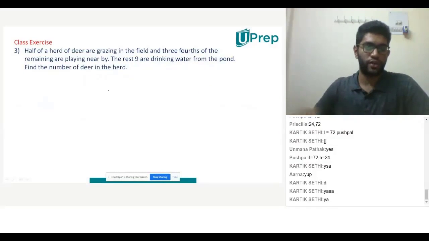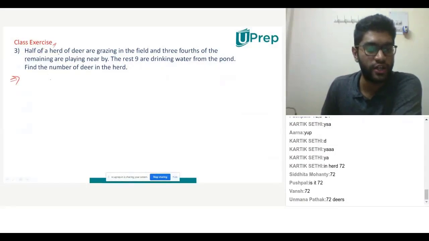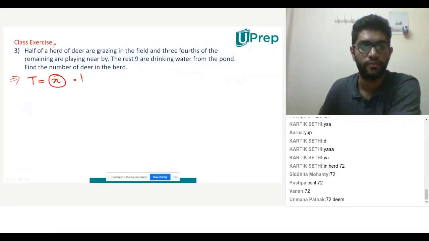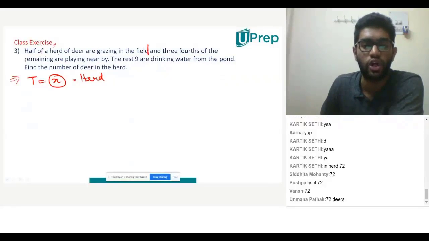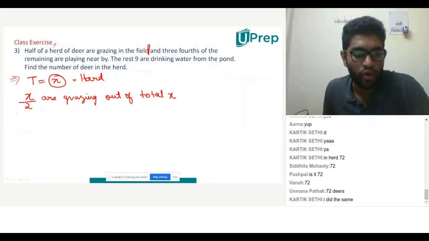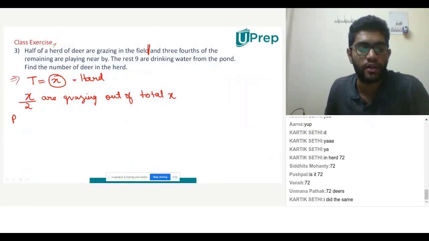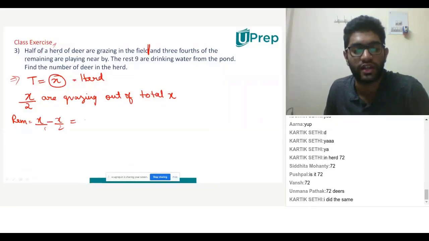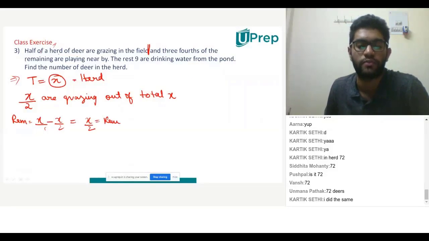Let's look at this last problem for today. There is a herd. Let the total deer be X in the entire herd. Half of the herd are grazing in the field. Let's stop here. That means X by 2 are grazing out of total X. Now, how many are not grazing, or how many are remaining? X minus X by 2. So what is this? This is again X by 2. These are the remaining ones.